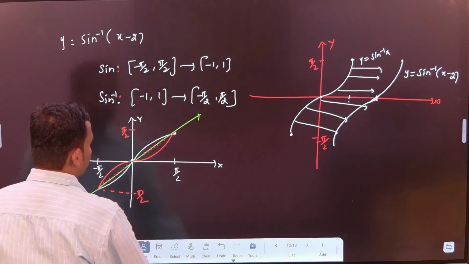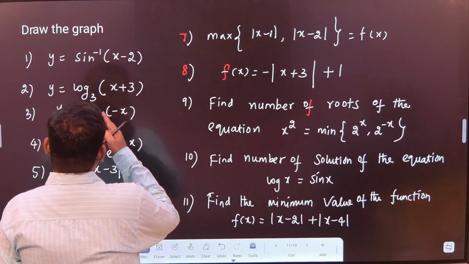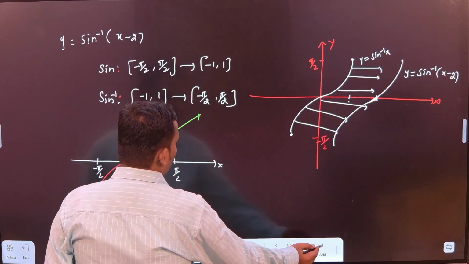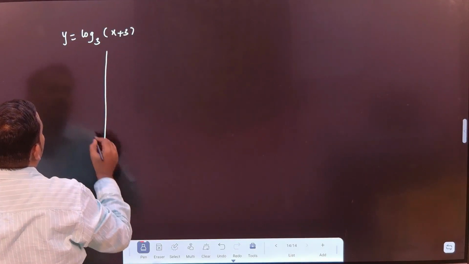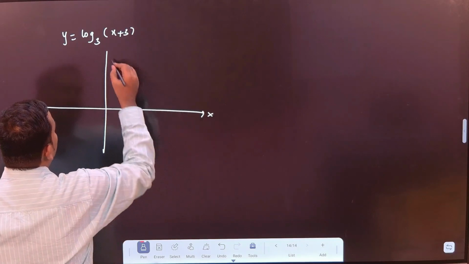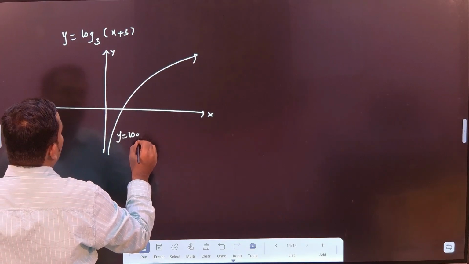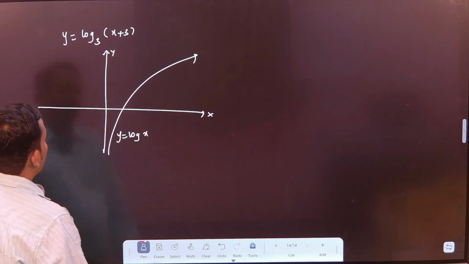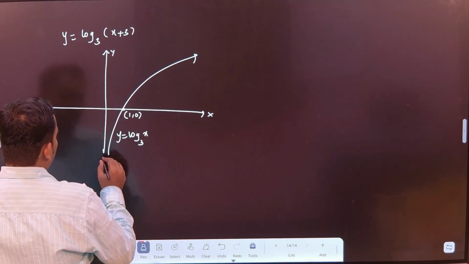So understand? Next you can see y is equal to log base 3 of x plus 3. Okay, next you can see, so y is equal to log base 3 of x plus 3. Okay, you can see, student, this is your x-axis, this is y-axis. You know the log x graph. Y is equal to log x, right? Understand? You can take the log x base 3. This is your 1, 0.